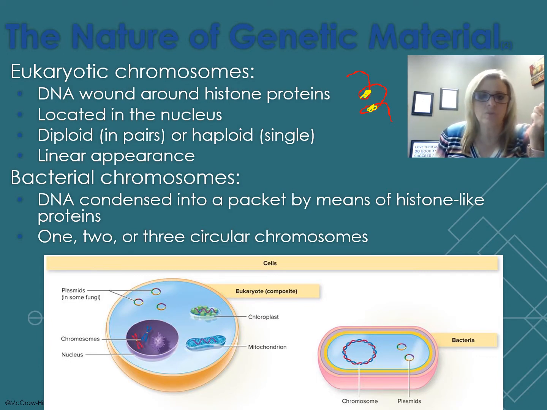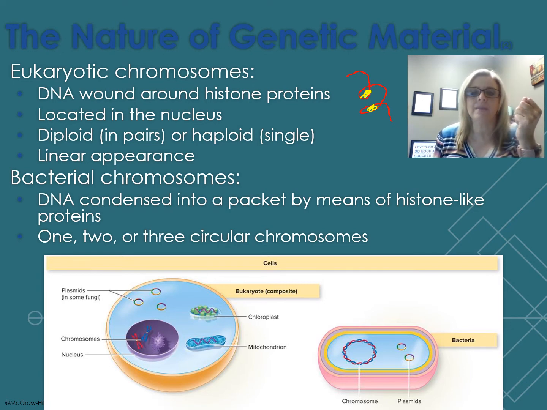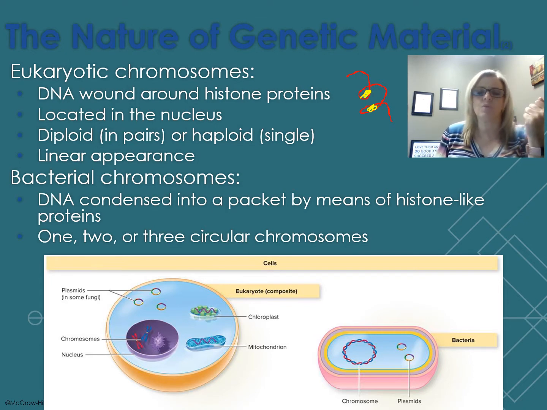Bacterial chromosomes are condensed into a packet with histone-like proteins. They can have 1, 2, or 3, and they're going to have these circular chromosomes here. So these are going to be your plasmids. Even some fungi in the eukaryotic kingdom will have plasmids as well.